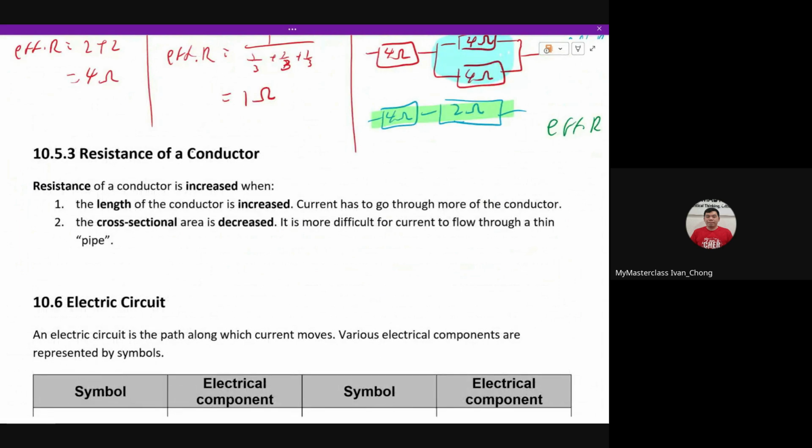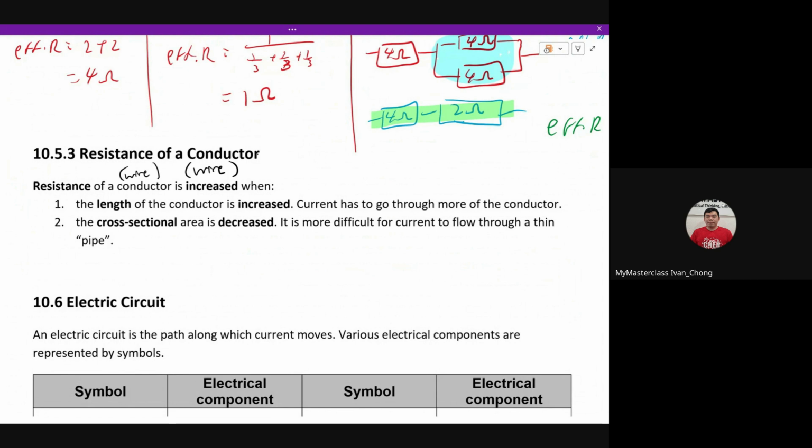Right? Now, this one is not resistance of the conductor, it is of the wire itself. Most of the time, it is wire. Okay, but conductor is technically true as well. So they are referring to wires. So, resistance of a wire increases when your length increases.